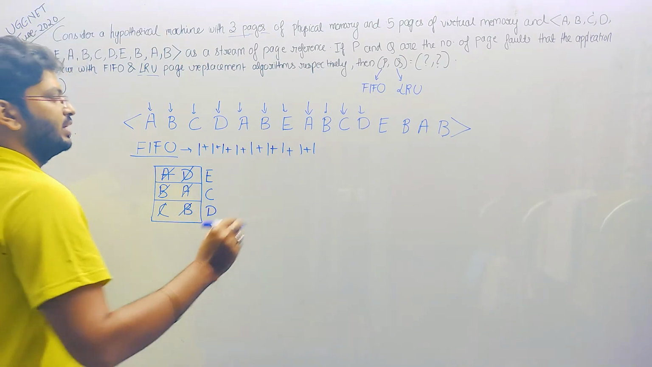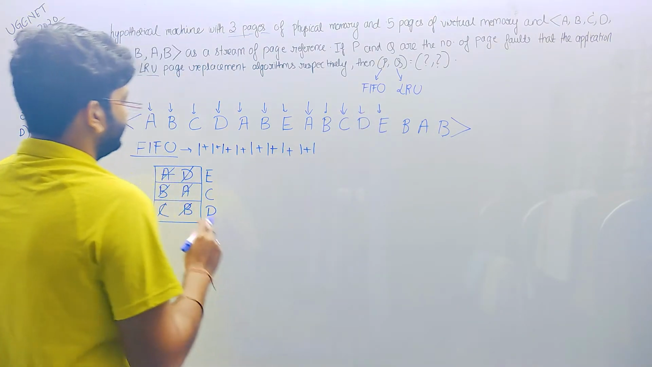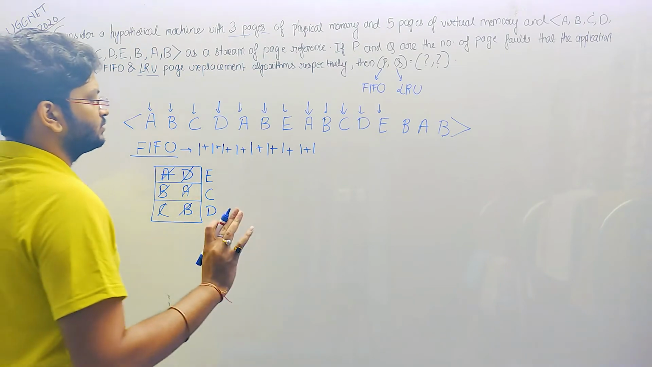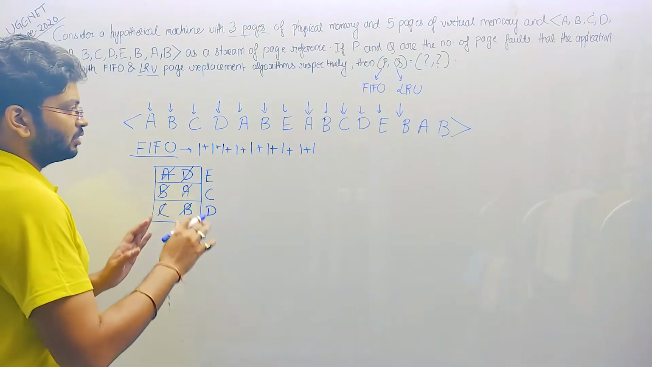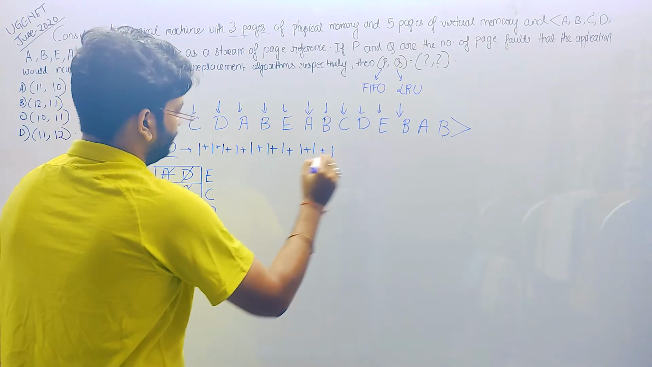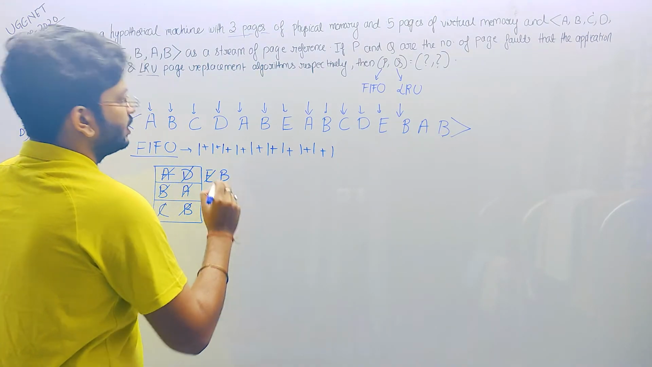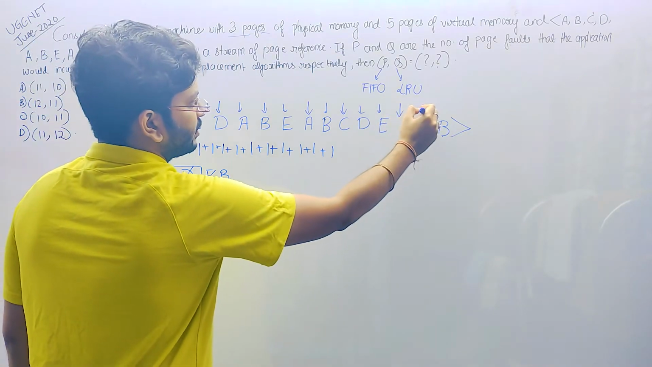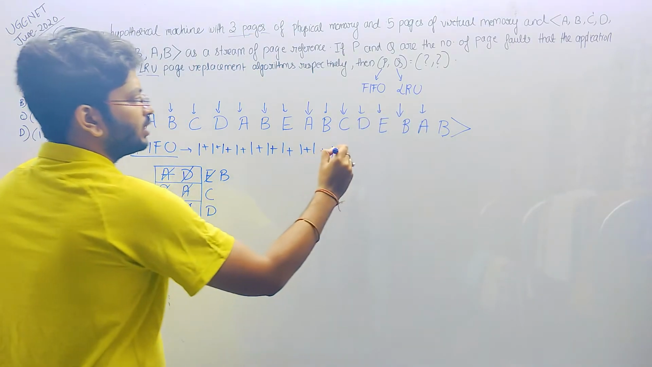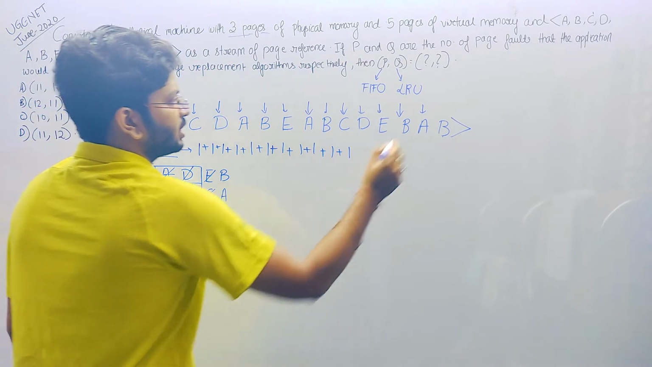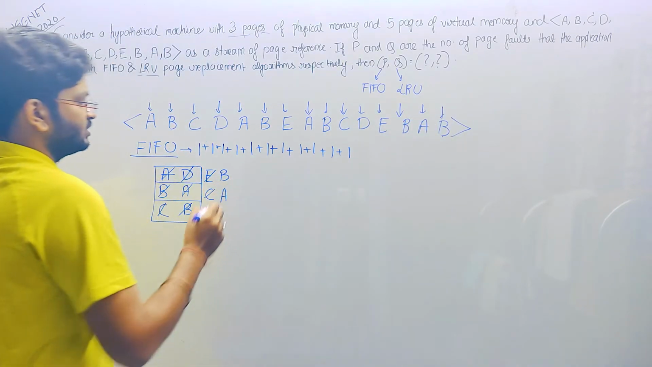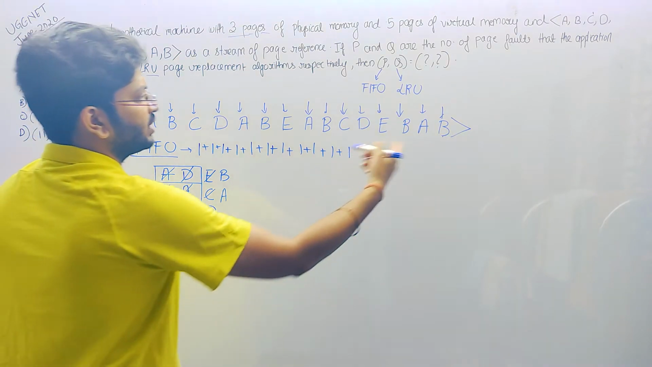Okay. Next comes E. E is already present, so no page fault. Next comes B. B is not present, so page fault for B. B will be inserted here. Okay. Next comes A. A is also not present, so 1 page fault for A. A will be inserted here. Next comes B again. B is present, so this one is the final, so no page fault for B.